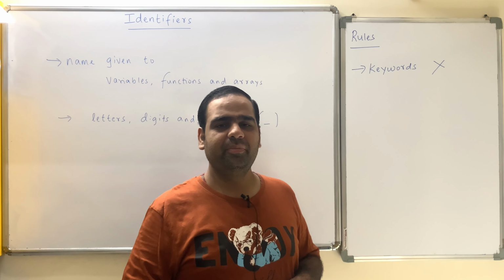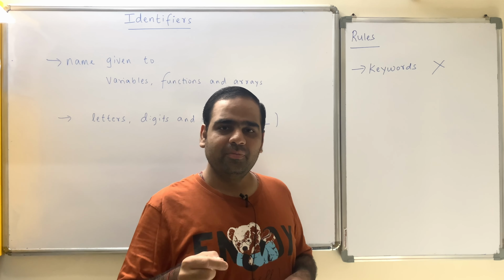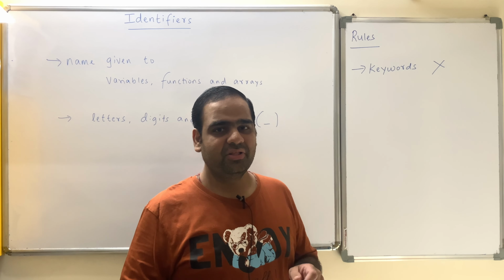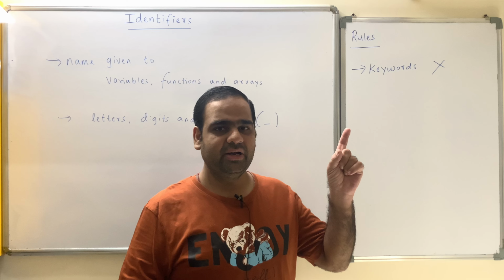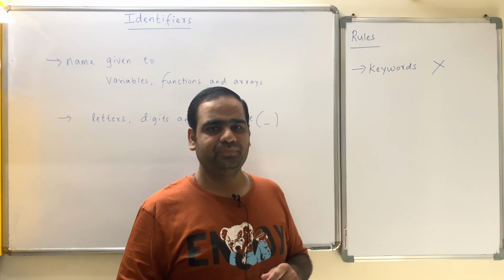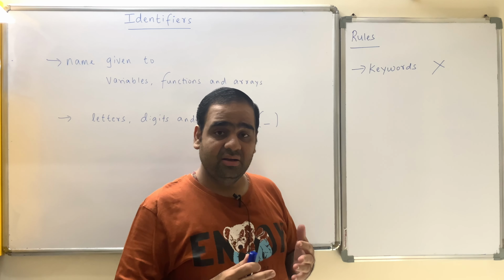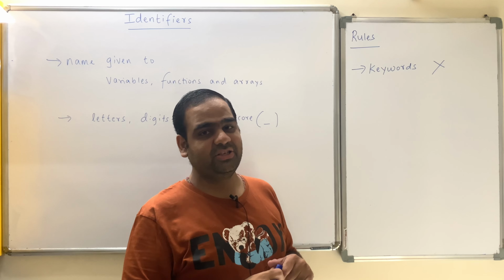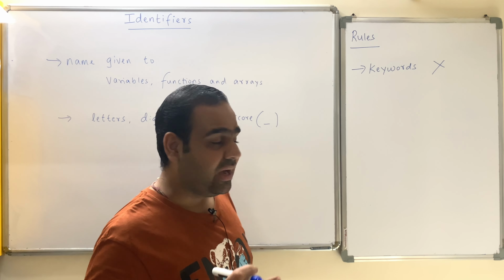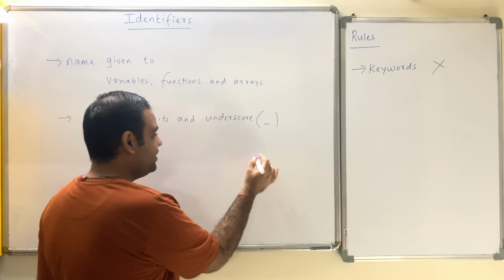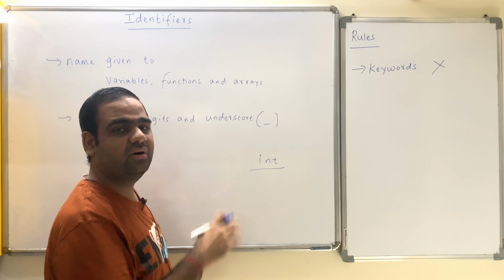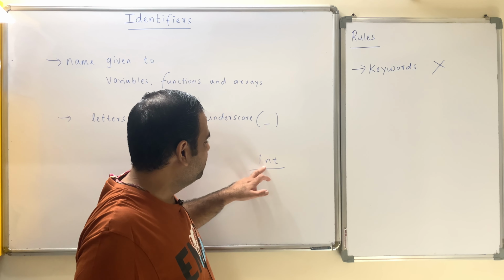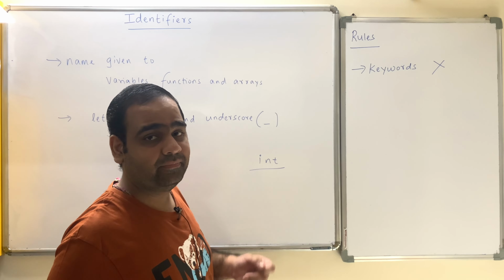Why keywords cannot be used as identifier names? Because we know that keywords are the reserved words. If you haven't watched the video, link is provided here. Please watch the video. Keywords are the reserved words whose meaning cannot be changed. Therefore, I cannot use any variable name as int, because this int is a keyword. Hence, I cannot use this as an identifier name.